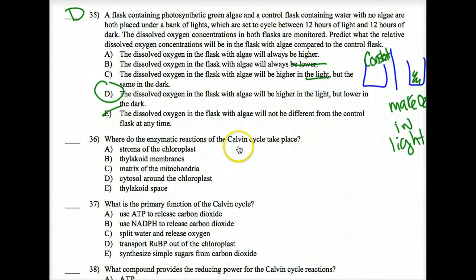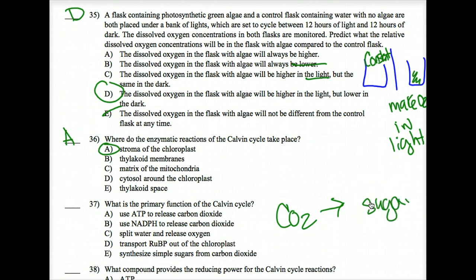Where do the enzymatic reactions of the Calvin cycle take place? The stroma. We've already answered that question like twice in this review. What is the primary function of the Calvin cycle? To fix carbon dioxide, CO2 to sugar. That's my goal there, right? So not to use ATP, not to use NADPH, not to split water. My primary goal is to make sugar. So that's E.